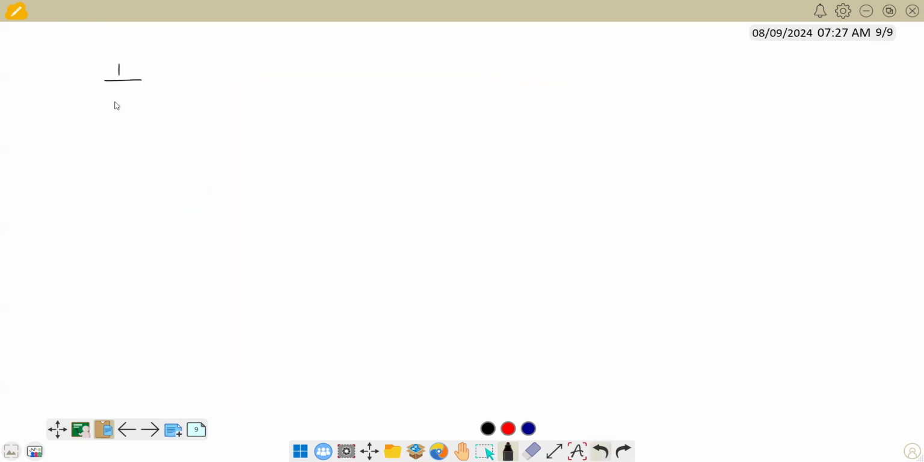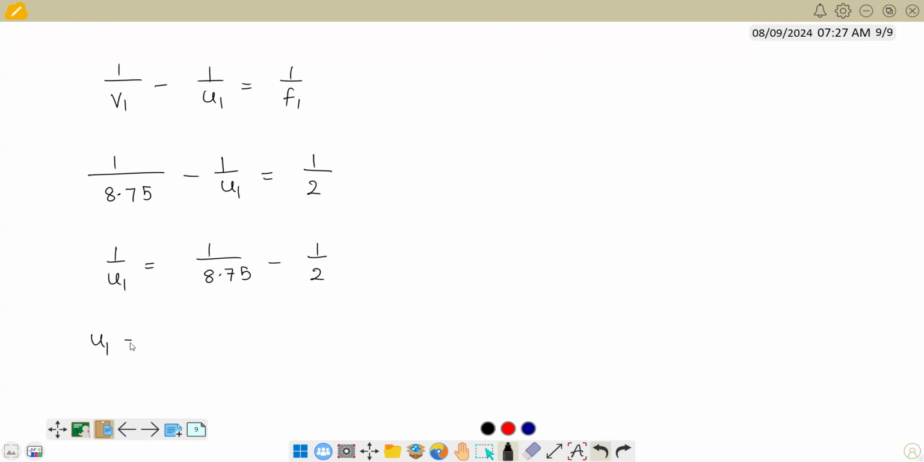So we get 1/v1 minus 1/u1 equals 1/f1. So 1/8.75 minus 1/u1 equals 1 by the focal length of the first lens, which is 2 centimeter. If I rearrange the terms, 1/u1 equals 1/8.75 minus 1/2. So u1 would be 8.75 into 2 divided by 2 minus 8.75, which is 8.75 into 2 divided by 6.75. If you do it in a calculator, you will get approximately minus 2.593 centimeter. We can further approximate it as minus 2.6 centimeter.